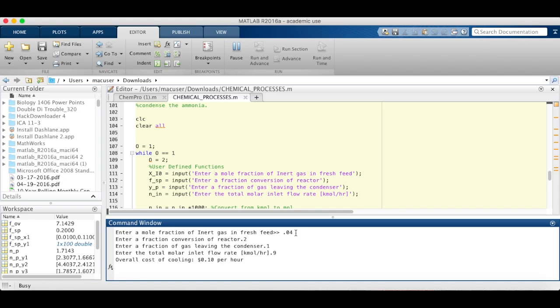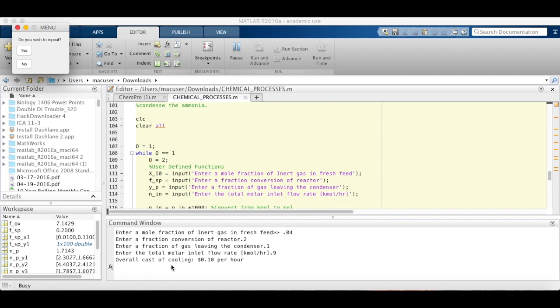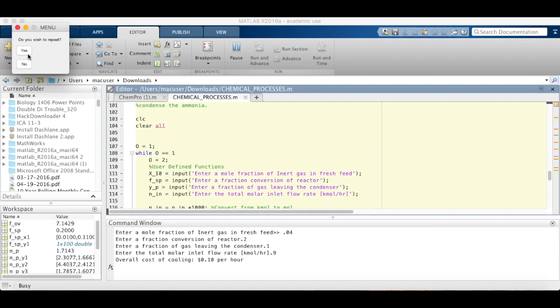0.9. And so the overall cost of cooling was 10 cents per hour. And it's just asking me if I wish to repeat, meaning if you enter more numbers, and this while loop can be used in the future as well, to determine how much it will cost depending on what you put in and what will come out. It'll tell you that, and once you click no, it'll just stop.